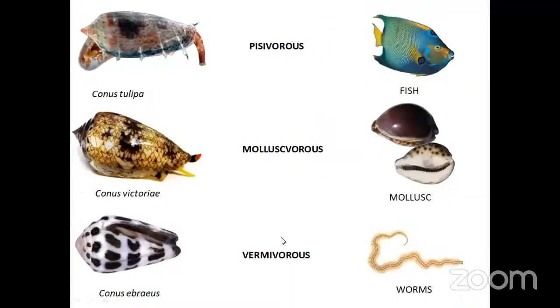Some of the pictures represent the toxin which is obtained from this conus, and this conus is also classified into various subtypes. But as a life scientist, for identification you need to consider whether the conus is piscivorous, molluscivorous or vermivorous. So the feed of the conus itself can be classified into these subcategories. These are examples of this conus, and this is the feed of this conus.